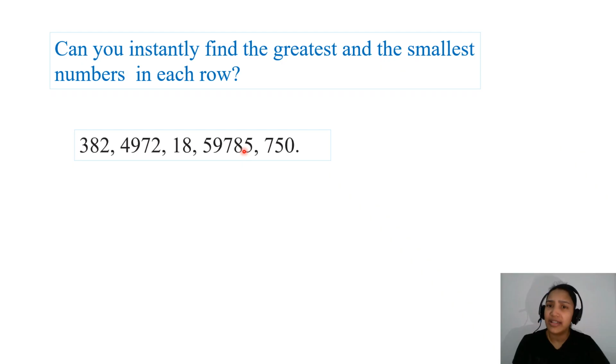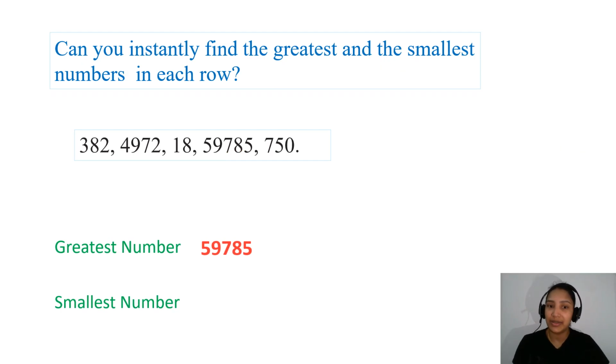And what is the smallest number? Simply you can say that is 18. Only 2 digits are there in 18. So 18 is the smallest number and 59,785 is the greatest number. So you can write like that: greatest number 59,785 and the smallest number is 18. Is it clear? Math is easy? Yes, it is easy. We are going to the next question.